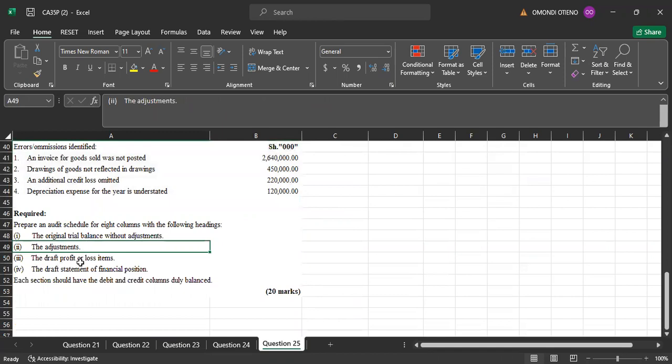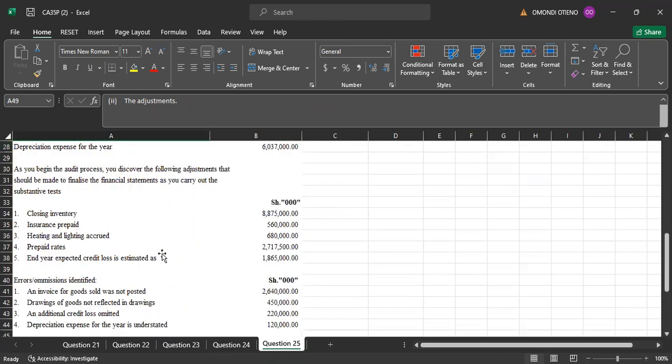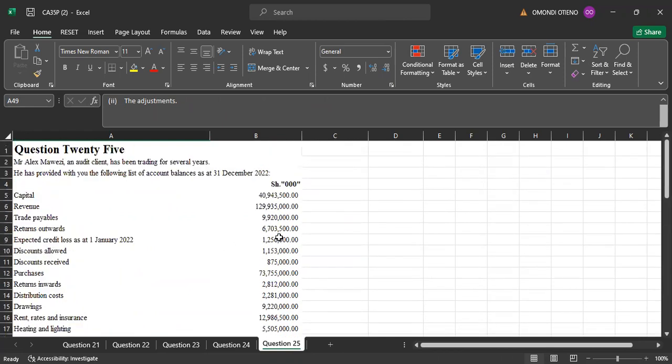Then we have draft profit or loss items. The draft statement of financial position is what is required there. So it is basically taking you back to financial accounting at foundation level. You are given information there. You need to know whether it is a balance sheet or a profit or loss item, whether it is an asset or a liability or a capital.